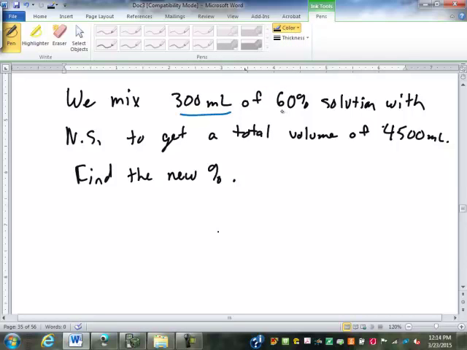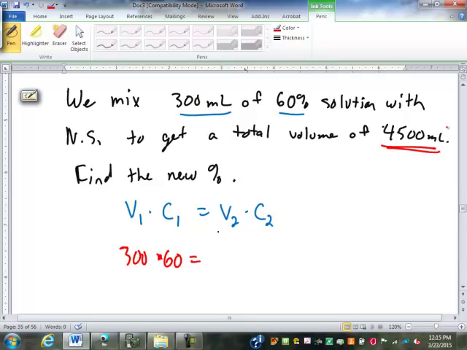So we have 300 milliliters of 60%. Let me start out with my formula here. We can treat those as our V1 and C1 here. So 300 milliliters times 60%. On the other side, we got the 4,500 milliliters. So the first thing we need to do is make sure, is that the amount of sterile water or saline used, or is that the total volume of that new solution? And if we read here, it says to get a total volume of 4,500 milliliters. So that is our total volume. So 4,500 milliliters times C2.